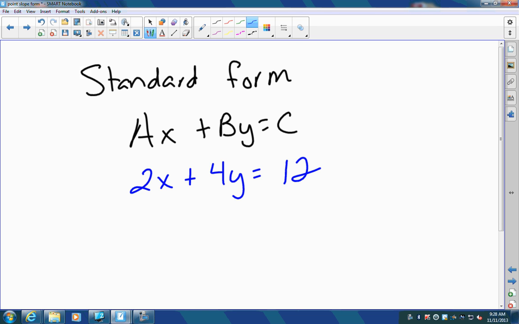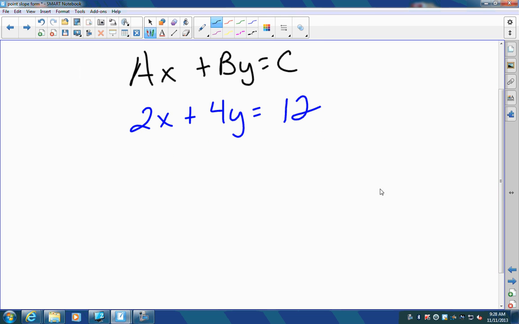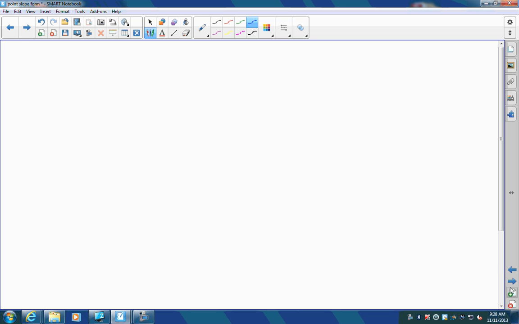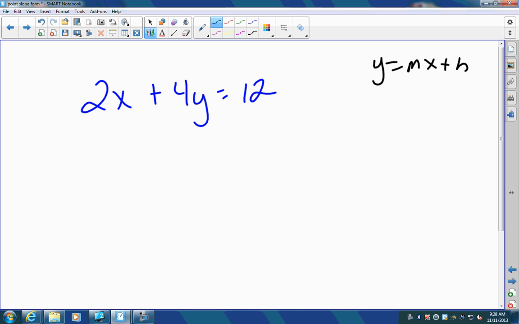So on our last assignment, we worked on taking our equations from standard form and moving them so that they were in slope-intercept form. Let's look at this. We've got 2x plus 4y equals 12. I want you to have that written down. Let's move our equation around so that we get it into slope-intercept form, y equals mx plus b.